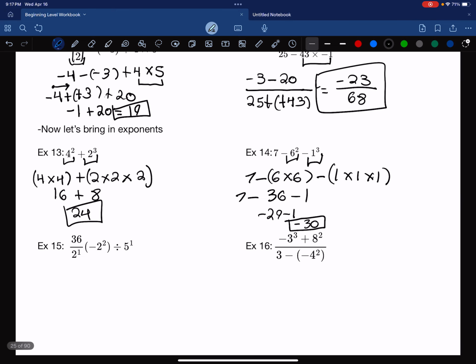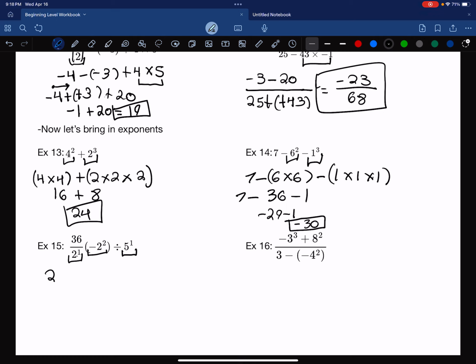Now looking at our last two examples of this section, I encourage you to pause the video and work through these two examples on your own. And let's work through them together. For example 15, we have 36 over 2 to the first power times negative 2 squared divided by 5 to the first power. So we've got a lot going on here, and something new that we might not have seen before, which is something to the first power. I encourage you not to overthink this, because anything to the first power isn't too complicated. An exponent means how many times you multiply a number by itself, but if we just have something to the first power, we simply have 2.